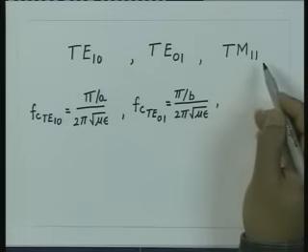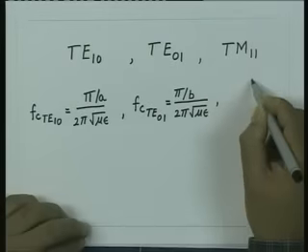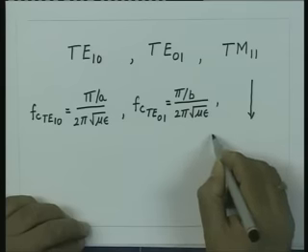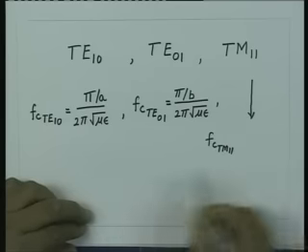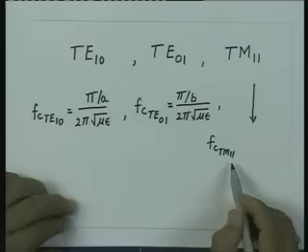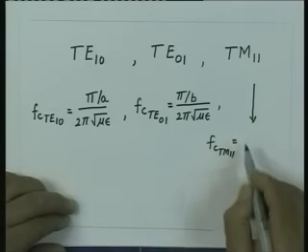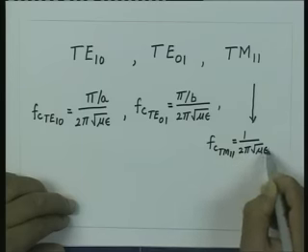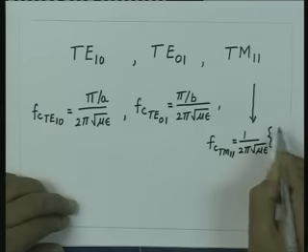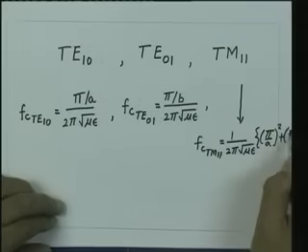And for TM11 mode, both m is 1, n is 1. So, for this mode you will get the cutoff frequency Fc TM11, and the same cutoff frequency will be for TE11 also, that will be equal to 1 upon 2 pi square root mu epsilon into the square root of pi upon a whole square plus pi upon b whole square.